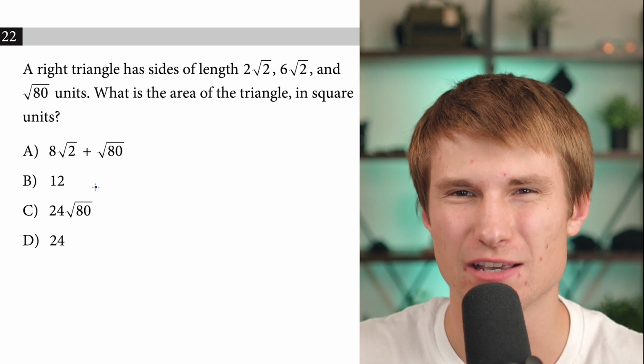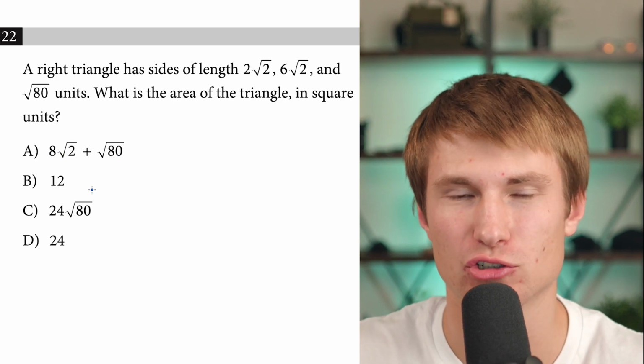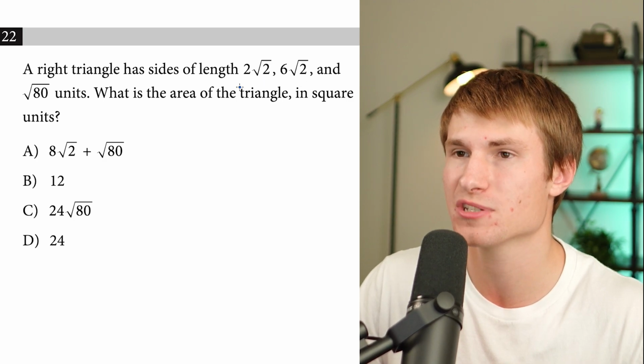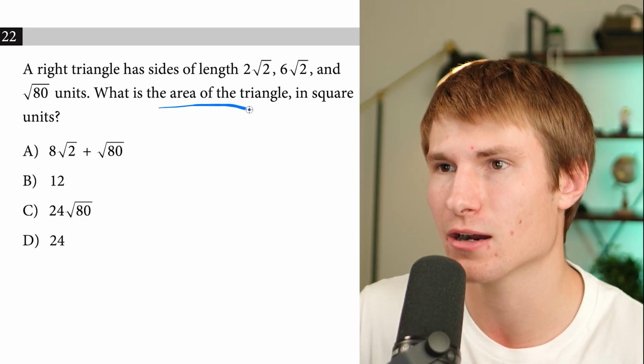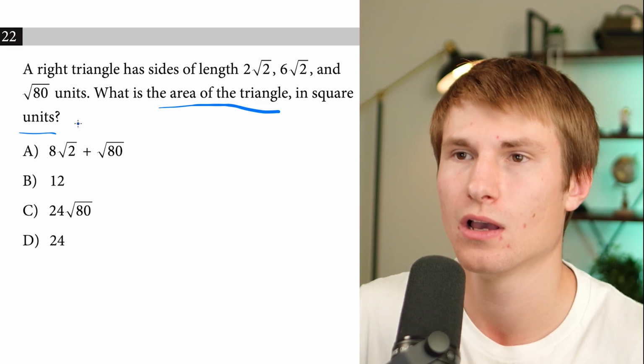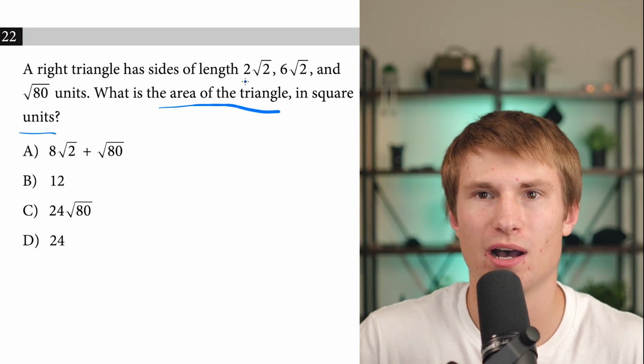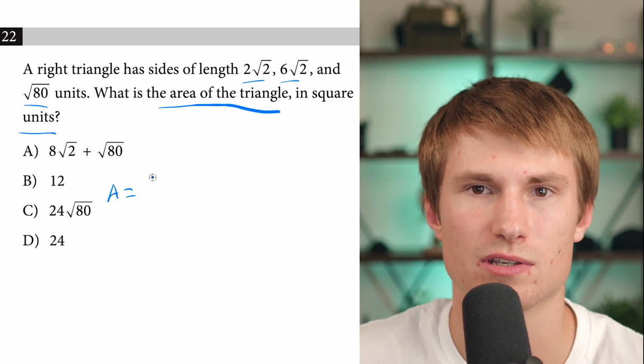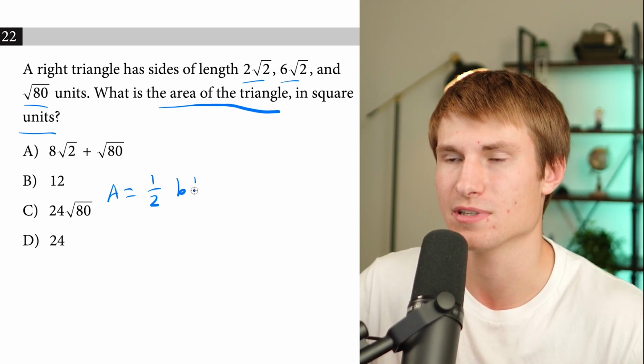Here's how to answer this difficult question about calculating the area of a triangle on the SAT. Question 22 states a right triangle has side lengths of 2 root 2, 6 root 2, and root 80. What is the area of the triangle in square units? Key thing we have to figure out here is what is the hypotenuse out of these three lengths, because we know the formula for the area of a triangle is equal to 1/2 the base times the height.